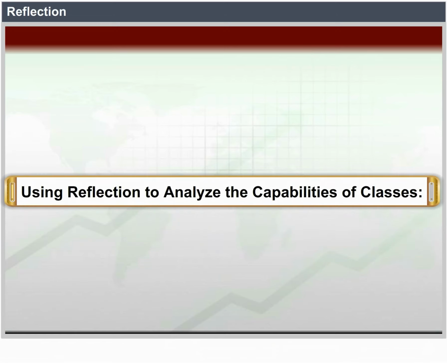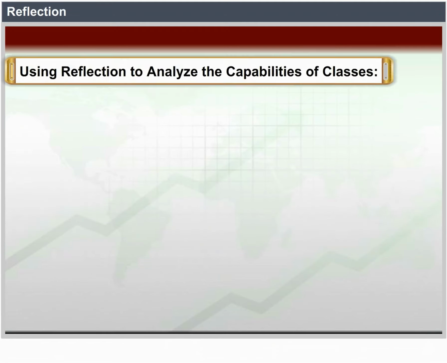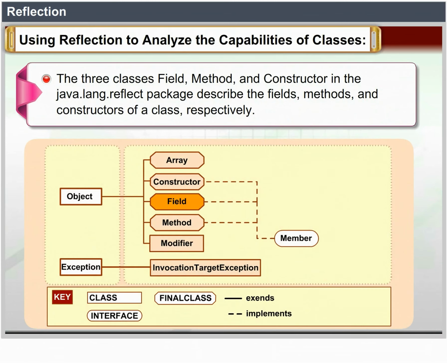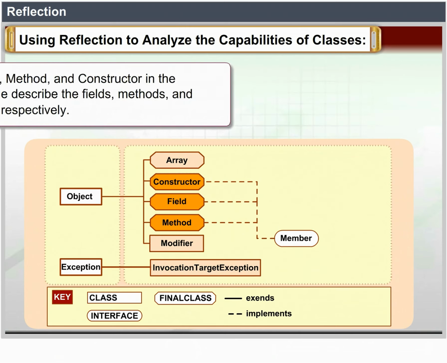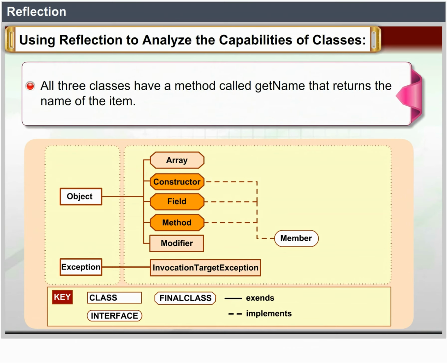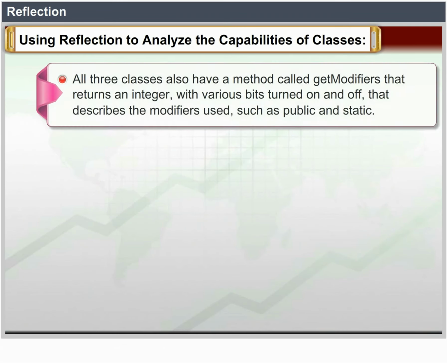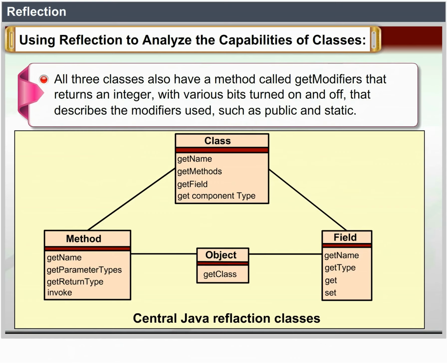Using reflection to analyze the capabilities of classes. The three classes Field, Method and Constructor in the java.lang.reflect package describe the fields, methods and constructors of a class respectively. All three classes have a method called getName that returns the name of the item. All three classes also have a method called getModifiers that returns an integer with various bits turned on and off that describes the modifiers used, such as public and static.